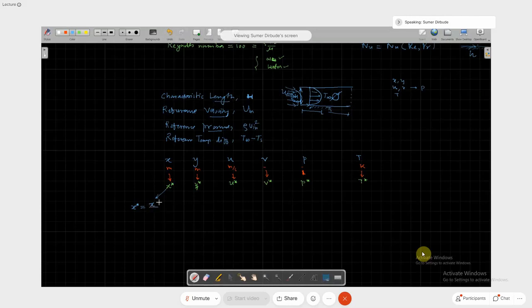So you divide that dimension by the characteristic length, you get X star is equals to a dimensionless quantity. It is now having no dimension. Also, if X is equals to 0, what is X star? X star is equals to 0. Okay, and if X is equals to H, which is a maximum, if you are considering, then X star will be equal to 1.